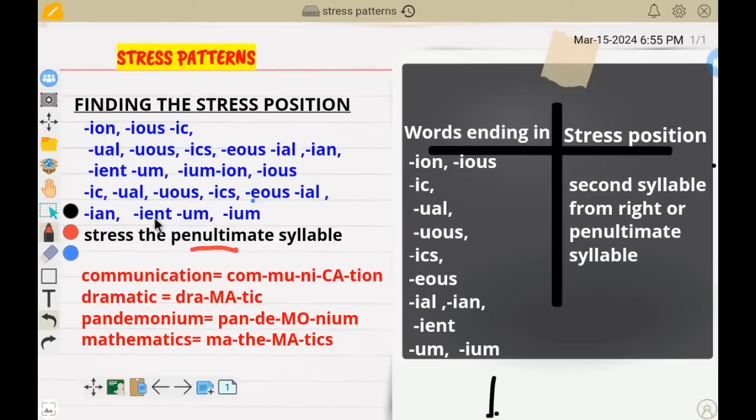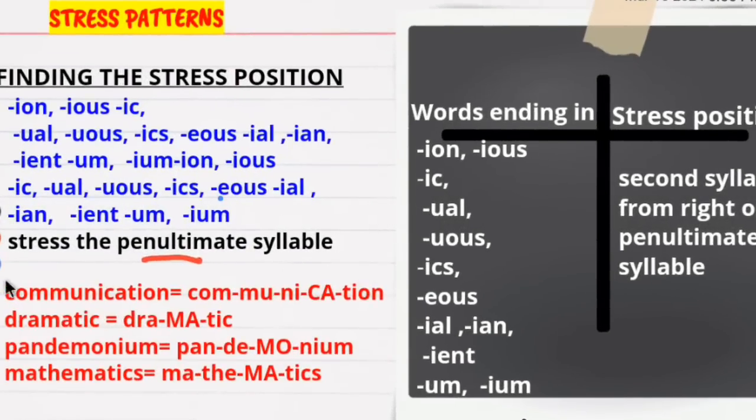So for these words, these suffixes, just take note of the formula: you're going to stress the penultimate syllable. So the first word here is communication. If you check it very well, the penultimate syllable, the syllable before the last syllable, is Sean. The syllable before that one is K. So you have to stress this one here, so this one will be in capital letters.